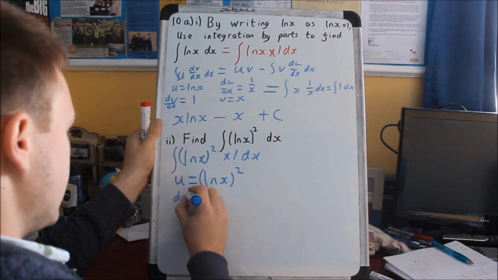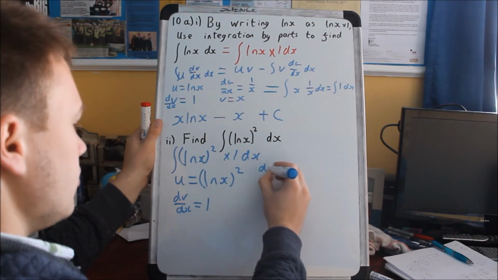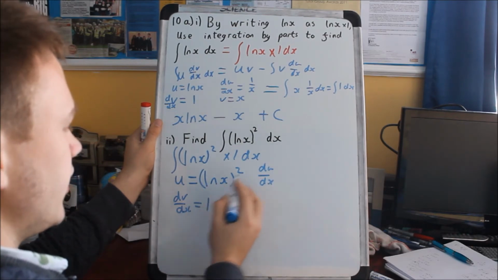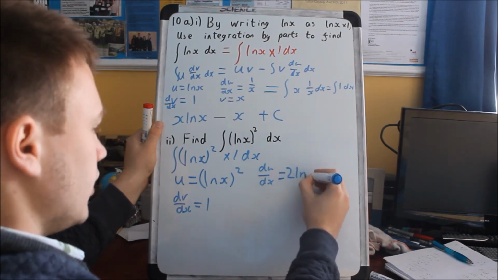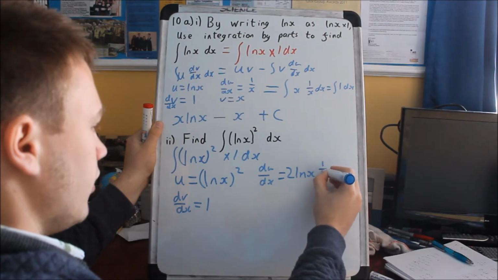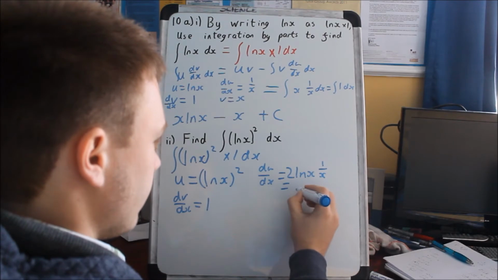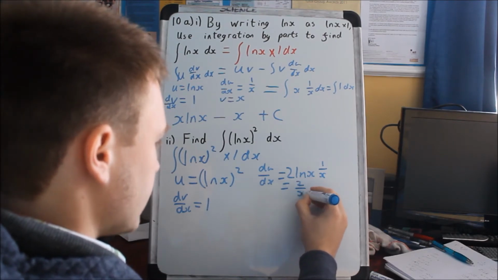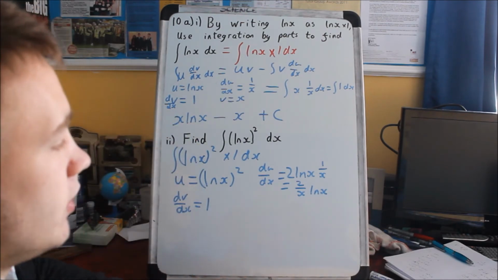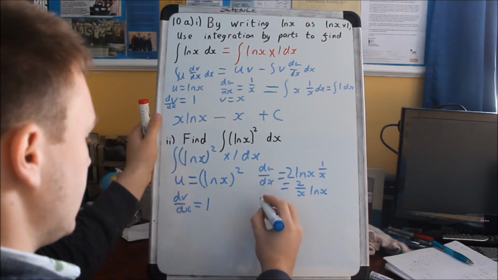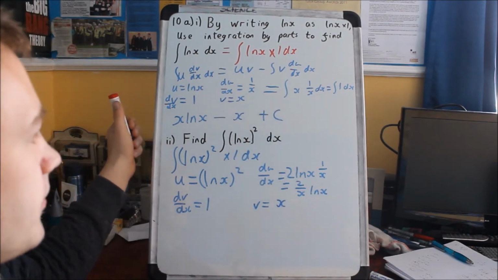And our dv by dx, this time I won't put v and then change it. dv by dx is 1. So our du by dx, we're now differentiating ln x squared, this is what some people troubled with, is 2 ln x times 1 over x, which you can write as 2 over x ln x. That's another format for it, it's just rearranging it. And then we've got to integrate this again to get our v, and it's the same as before, it just becomes an x. Integrating 1 becomes an x.